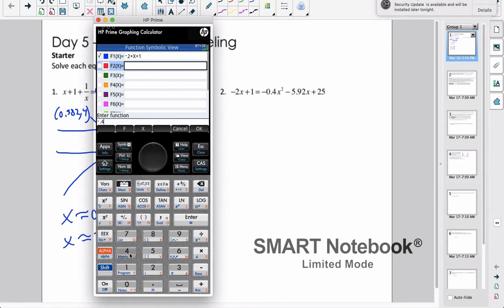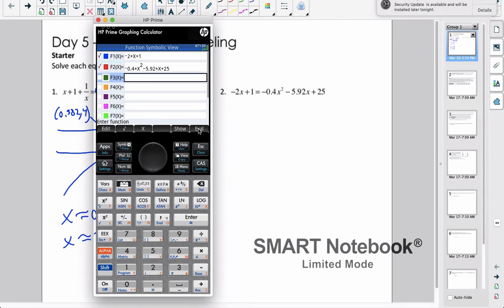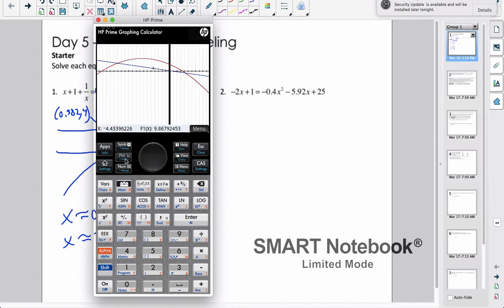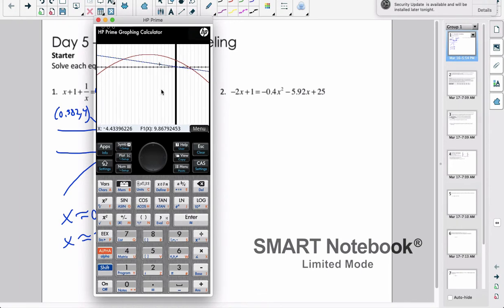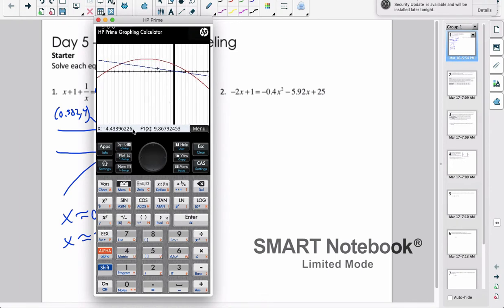So that's 0.4x squared minus 5.92x plus 25. Okay, so we got them both in there. We can press plot now, and then we can see them. You can move it around, you can zoom in and out with your fingers if you're using a handheld calculator. You can even go to shift plot and change it manually. But we can see two points of intersection, so let's go ahead and sketch the graph first.